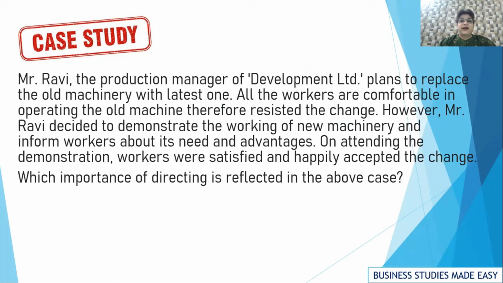Mr. Ravi, the production manager of Development Limited, plans to replace the old machinery with the latest one. All the workers are comfortable in operating the old machine, therefore resisted the change. However, Mr. Ravi decided to demonstrate the working of new machinery and inform workers about its need and advantages. On attending the demonstration, workers were satisfied and happily accepted the change. So which importance are we talking about here? So go through it, recollect. I'll give you a moment for that.